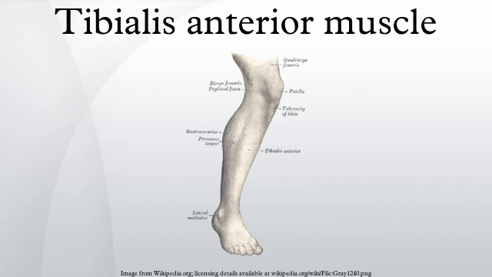It is situated on the lateral side of the tibia. It is thick and fleshy above, tendinous below. The tibialis anterior overlaps the anterior tibial vessels and deep peroneal nerve in the upper part of the leg.